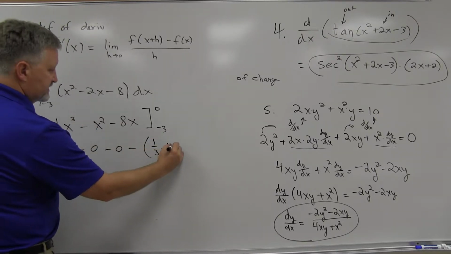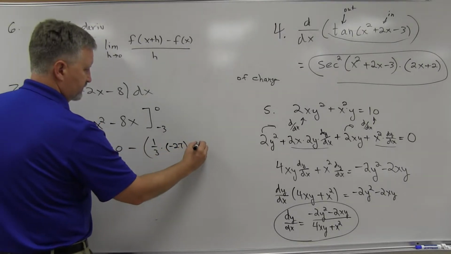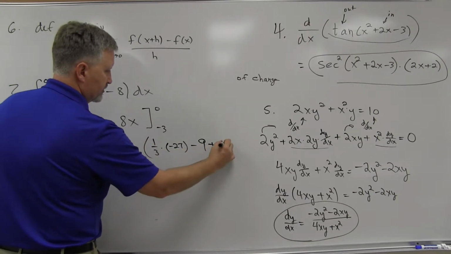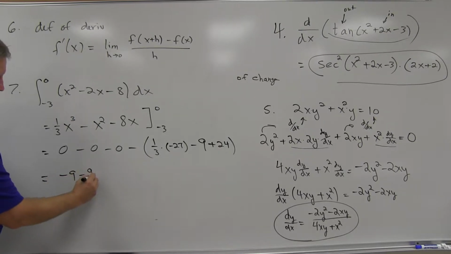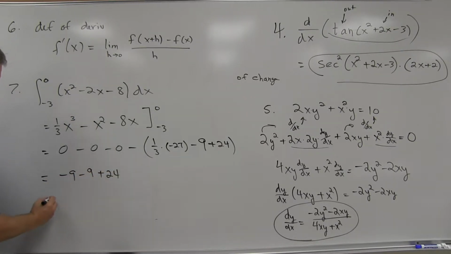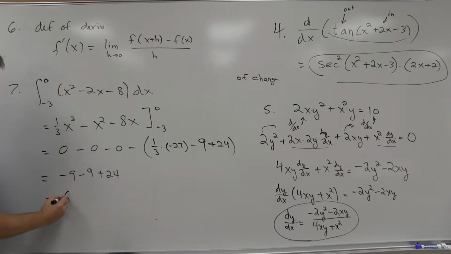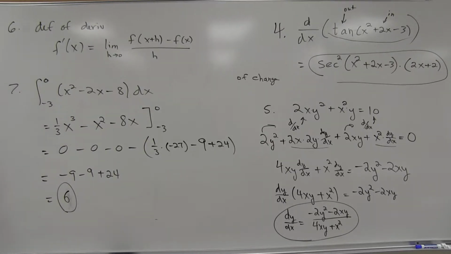-3 cubed is -27. Minus x squared, -3 squared would be 9. And then minus 3 times plus 24. Okay, so what is that? -9 minus 9 plus 24. I believe that's 18. No, 6. That's minus 18 plus 24 is 6. Okay. Yes? Okay.